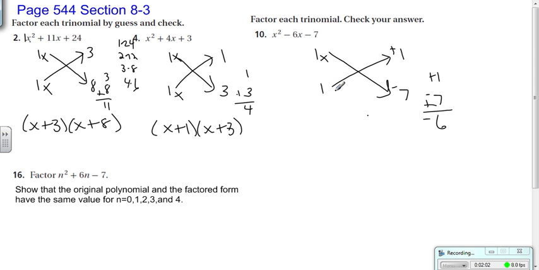So put your variable in. And I've got x plus 1 and x minus 7. So first times first, x times x is x squared. My outsides are negative 7x. My insides are 1x. I combine those together, I get negative 6x. And a positive 1 times a negative 7 is a negative 7.